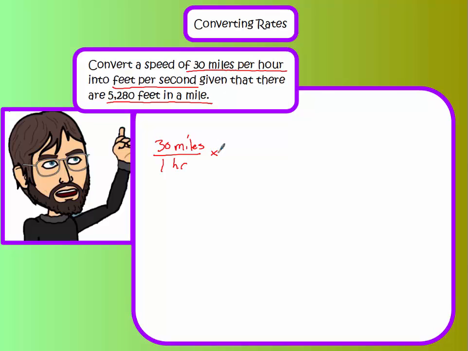So we need to convert this. We have to figure out how many. We're going to want the miles to go away, and we're going to want the hours to go away. But let's start with the miles. If we want these miles to cross off and all that's left is feet, then I would need to have the miles down here, because now it's going to be miles over miles when we multiply this, and they'll cross off, which means I'd want feet up here.